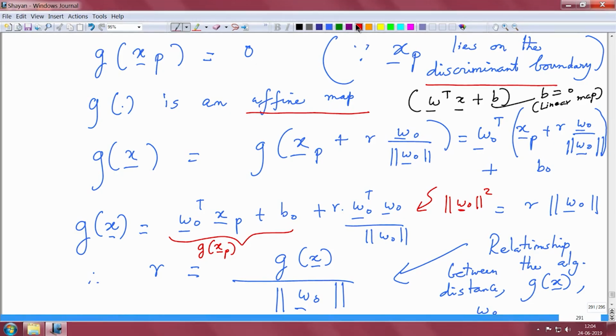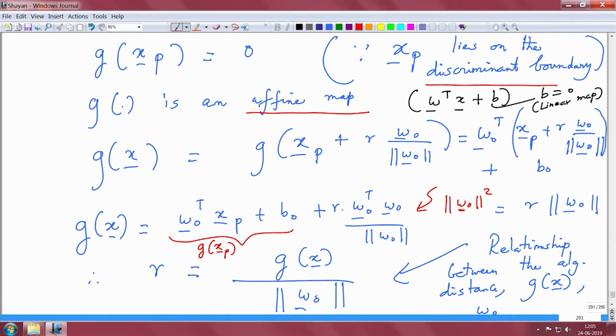Now, let us evaluate g on the point x. So, g of x is g of xp plus r times w naught upon norm of w naught. If it is a linear map, if the bias is not there, then I could say g of xp plus some other vector is g of xp plus g of r times w naught upon norm w naught. But since it is an affine map, I have to evaluate g on this composite vector which has both these components. So, let us plug this in directly.